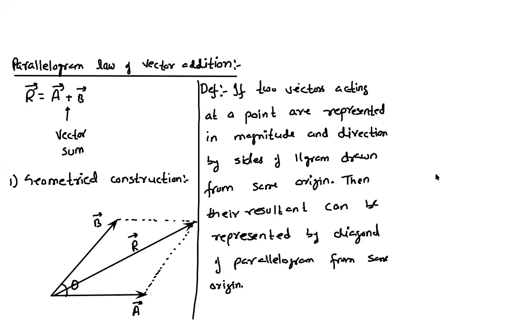So this is the geometrical meaning of parallelogram law. That if you can represent vectors acting at a point by the sides of a parallelogram, then its resultant can be represented by the diagonal of the parallelogram drawn from the same origin. Just note it down. I will rub it off, and then we will do the next step. So that's step one, geometrical construction.